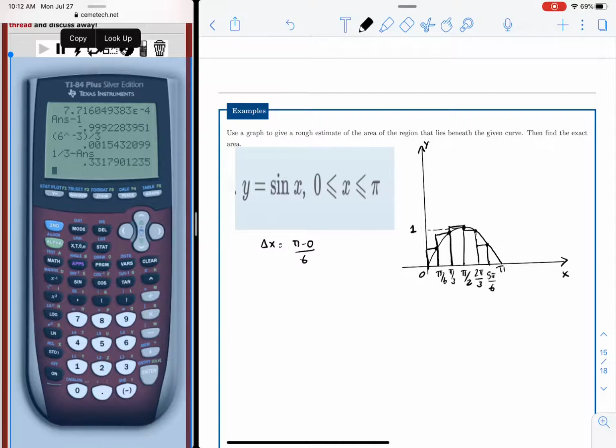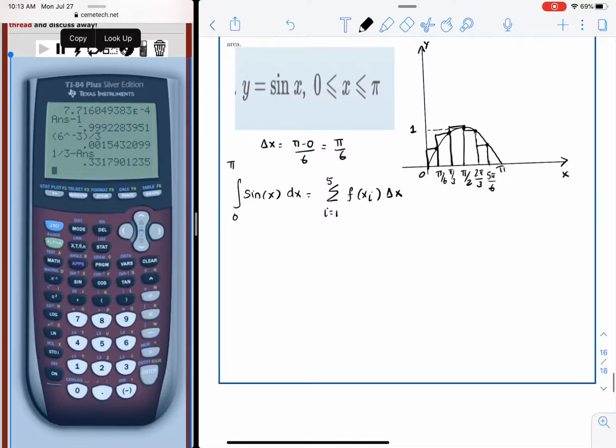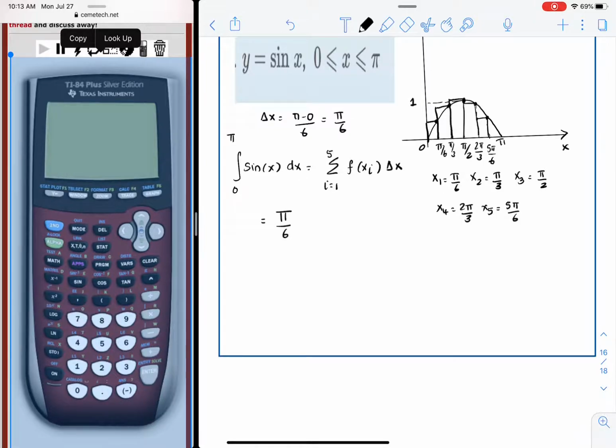So those are the rectangles that I have, and we want to find the areas. So delta x is pi over 6, and the area 0 to pi sine x dx would be sum i equals 1 to 5 f of xi delta x. So x1 is pi over 6, x2 is pi over 3, x3 is pi over 2, x4 is 2 pi over 3, x5 is 5 pi over 6, and delta x is pi over 6, so I'm going to pull that out of the sum.